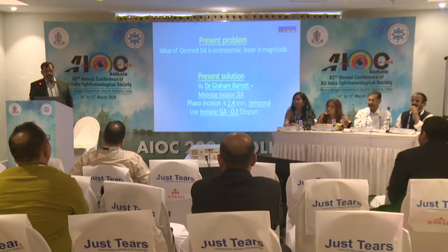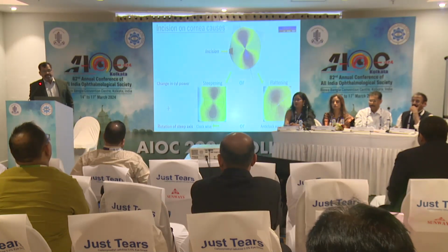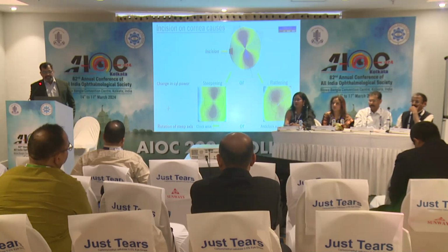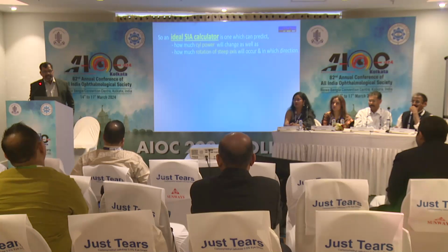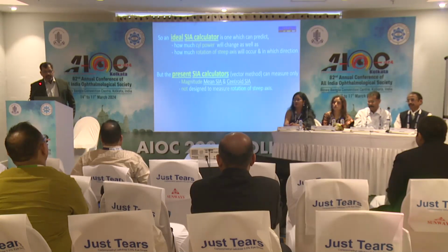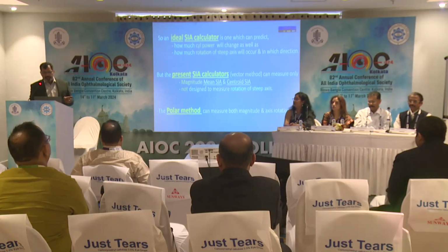So the present problem is this: when we make an incision on the cornea, there are 2 types of changes. There is a change in the cylindrical power and there is rotation of the steep axis. The present SIA calculators measure only the change in cylindrical power. They don't measure the rotation of the steep axis. These are the problems of the vector method. I will tell you about the polar method.